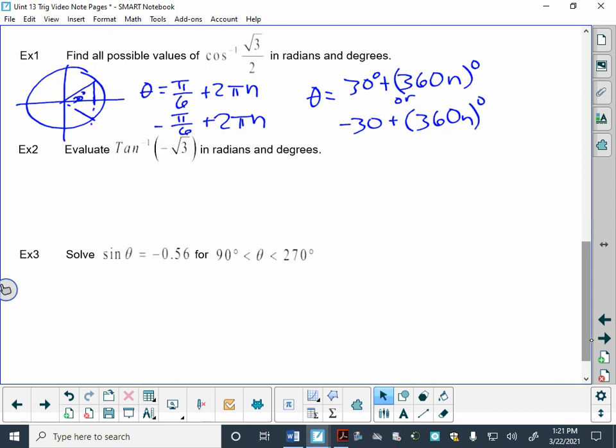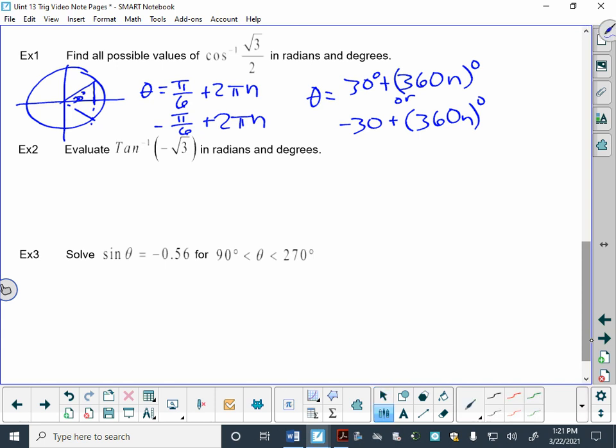Now, example 2, evaluate inverse tangent with a capital T. When it says with a capital T, it's talking about only the number that the calculator would give you. Okay, so this is an easier one to do. We don't have to put the plus 2 pi or plus 360 onto this one at all.